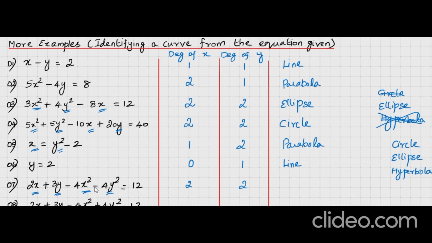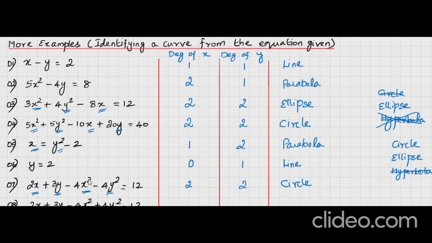See here, we are having the symbols of x square and y square. Both the symbols were equal, that is, both the symbols were minus. So we are ruling out the option hyperbola here. Okay. Now, what about the coefficients? The coefficients were the same. See, here it is minus 4, here also it is minus 4. So it will be a circle.